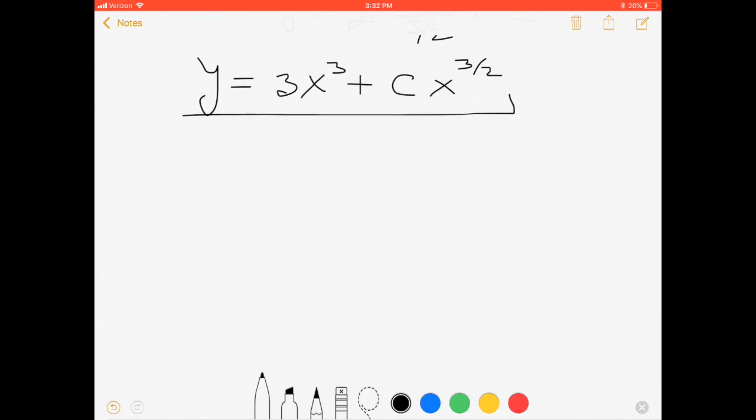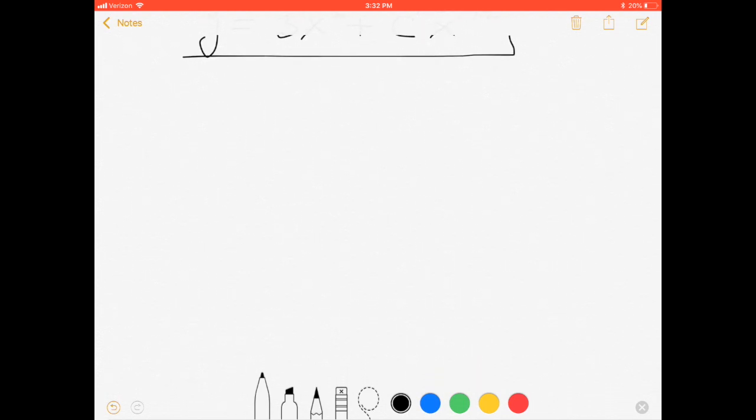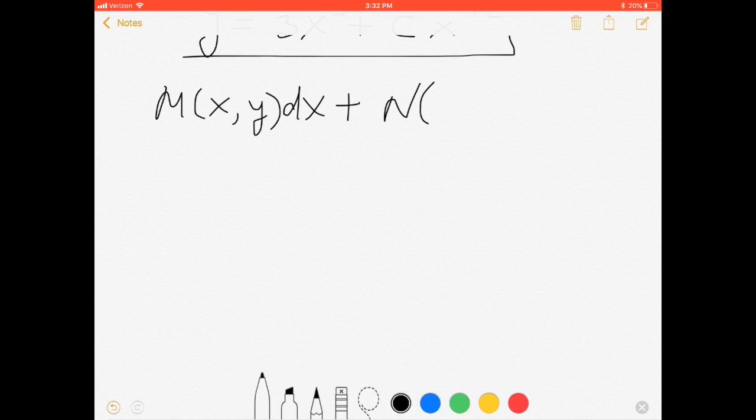The next type of equation that I will ask you in the final test is the exact equation. This means an equation that you can rewrite in the form M, a function depending on both variables x and y, dx plus N, a function depending on both variables x and y, dy equals 0.